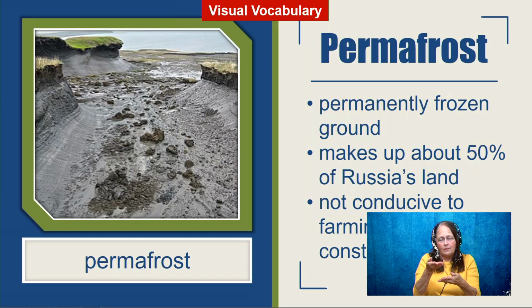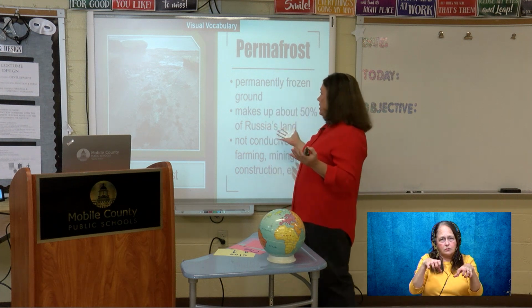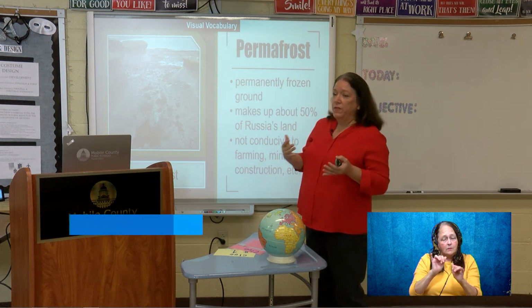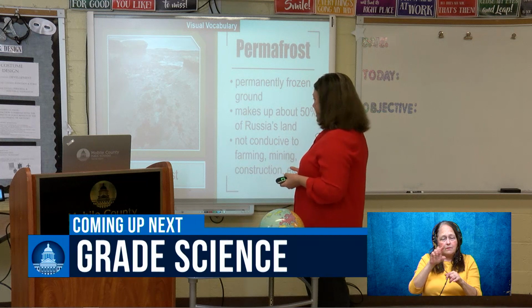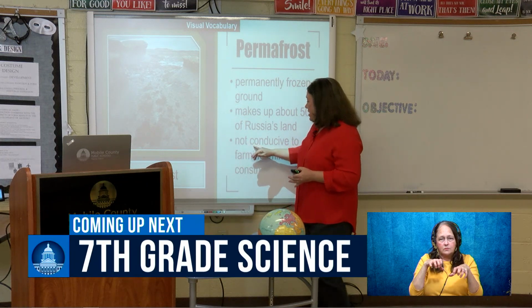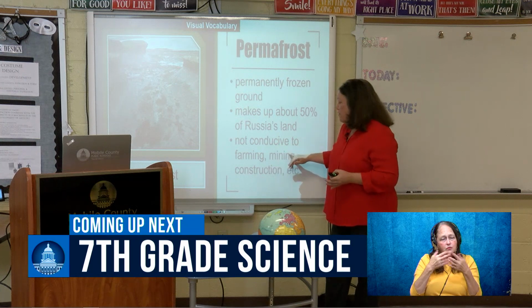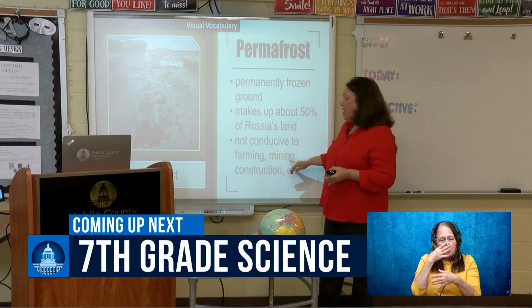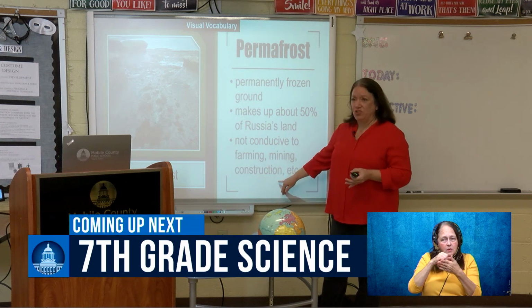Another visual vocabulary is permafrost. Now think about that word, permafrost. It sounds like permanently frozen, and that's exactly what it is. This makes up about 50% of Russia's land, and if something is frozen, then it's not going to be very conducive or good for farming or mining or drilling or construction.